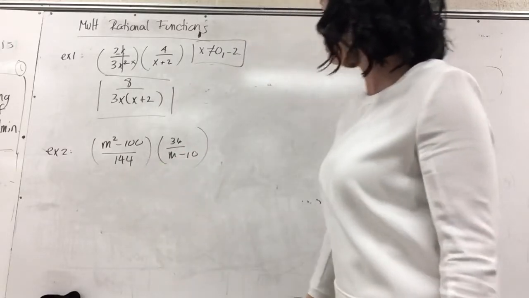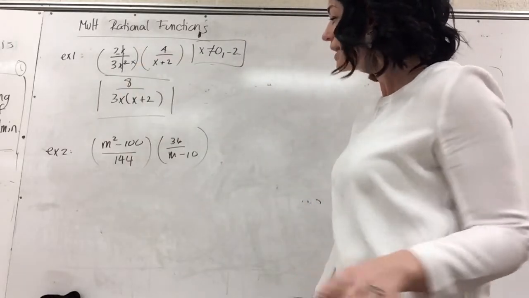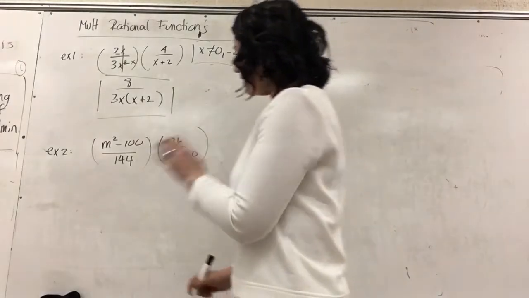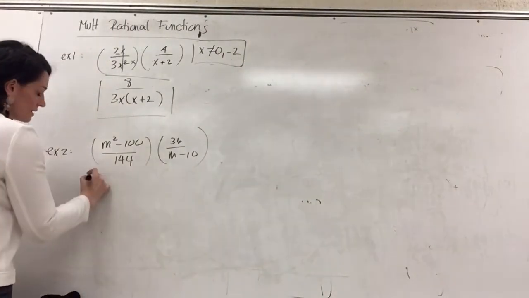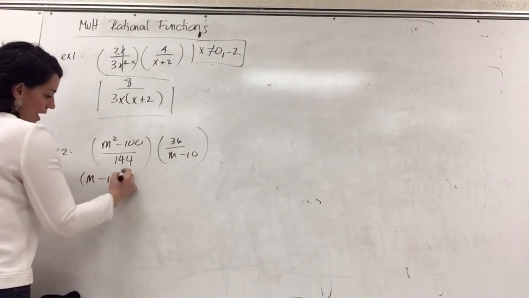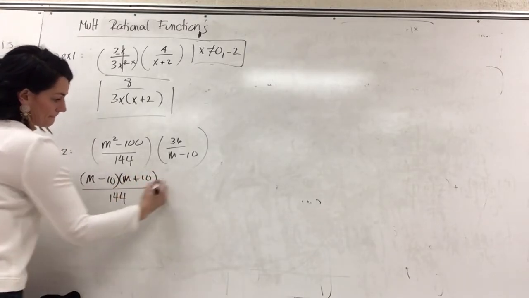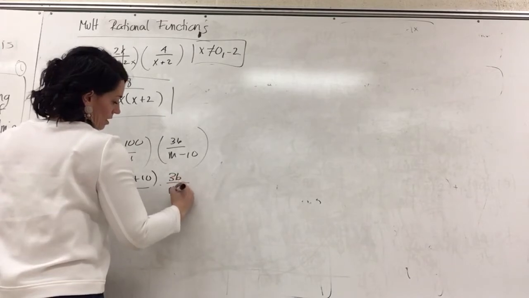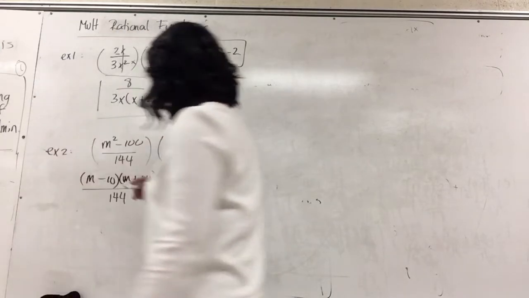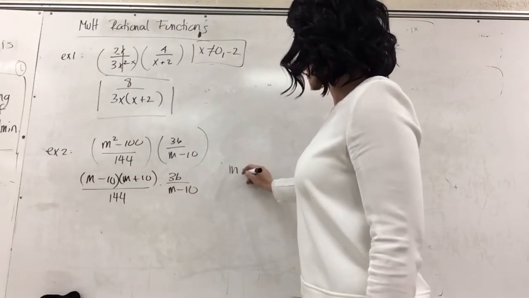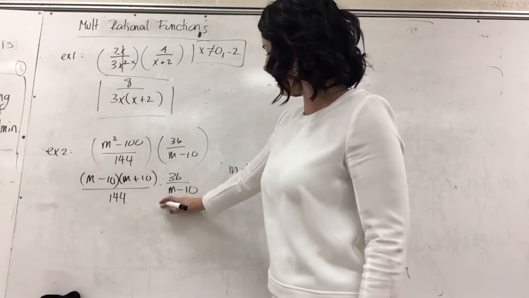So this one here is a little bit more complicated. Before I do anything, I'm going to factor, okay? Anything that can be factored. So this is a difference of squares question. So m minus 10 and m plus 10. Next thing I'm going to do is state my restriction. So I just have a restriction that m cannot equal 10, because that would make that 0.